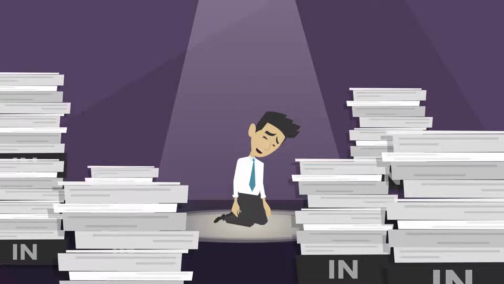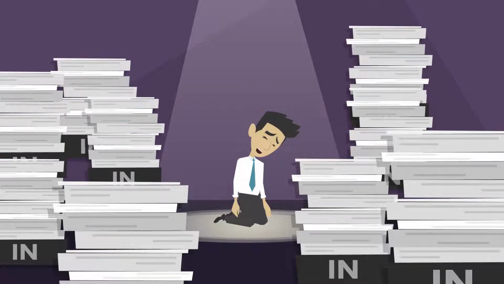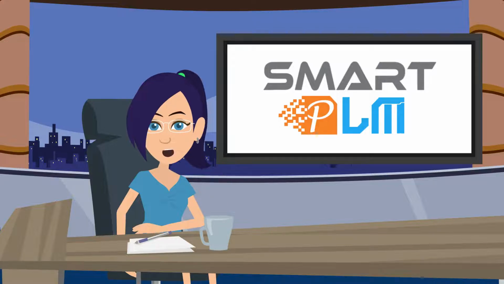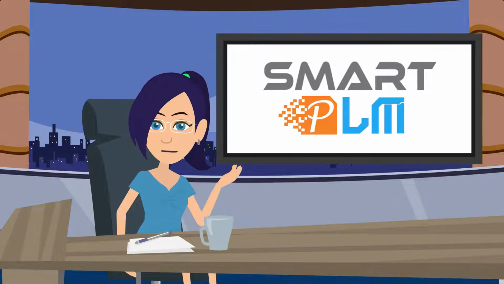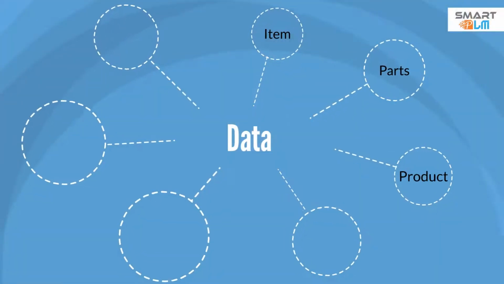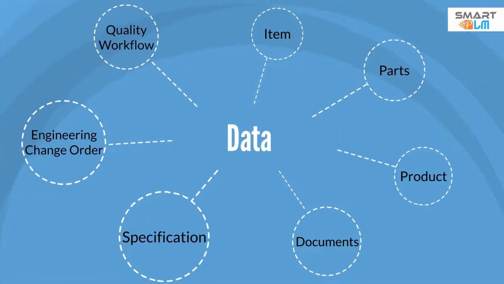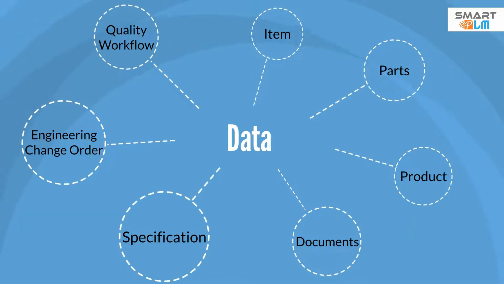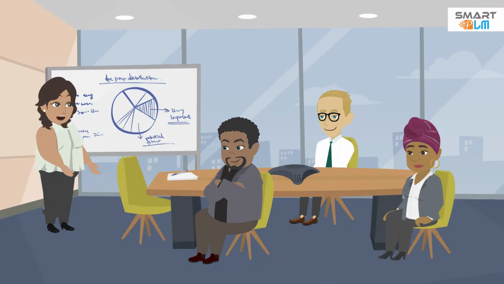How can I streamline the entire product lifecycle management process and make it more productive? Smart PLM is a solution that manages all of the information and processes at every step of the product or service lifecycle across globalized supply chains. This includes the data from items, parts, products, documents, specifications, engineering change orders, quality inspection data, testing data and quality workflows. Smart PLM enables effective management of information throughout the entire product lifecycle.